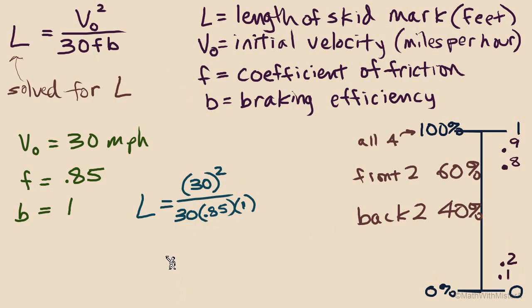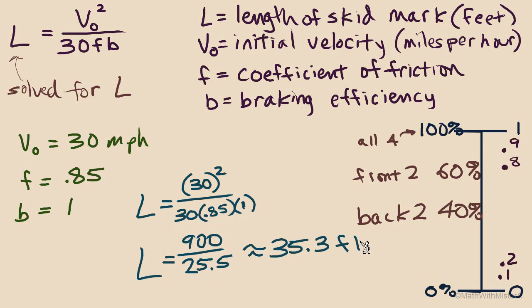So taking care of the exponent in the numerator first, 900, and now we'll multiply the 3 factors in the denominator. 30 times 0.85 times 1 equals 25.5, and now we can divide. Numerator divided by denominator equals approximately 35.3 feet. We know it's feet because the formula was defined as using feet as the measurement of L. So we know feet are the units in our answer.